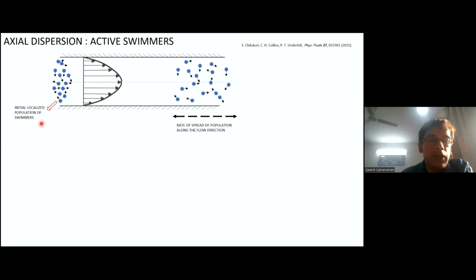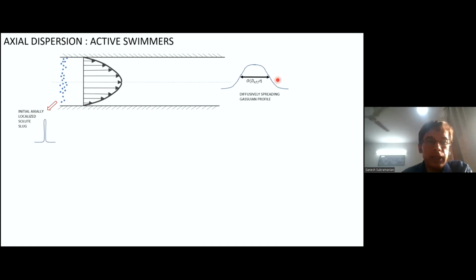So if we have an initially localized population of swimmers that have equilibrated along the gradient direction in the manner that I just spoke about in part 1, what does it imply for the spread of the population in the axial direction, along the flow direction? This is the classical Taylor dispersion or axial dispersion problem. We could forget swimmers for a moment and replace them by a passive solute, and talk about how an axially localized slug evolves.